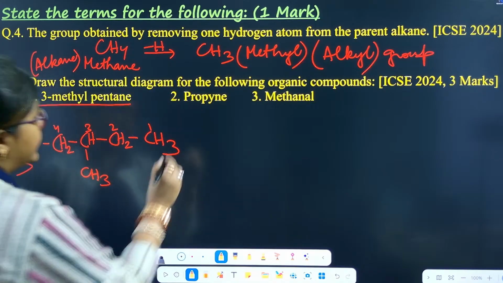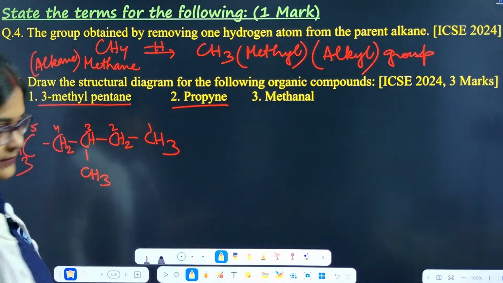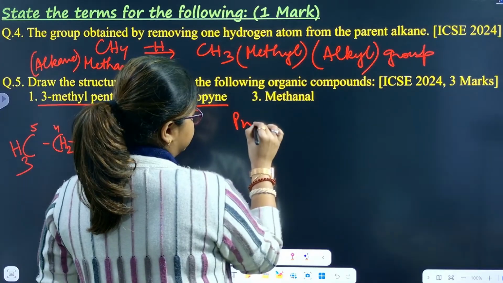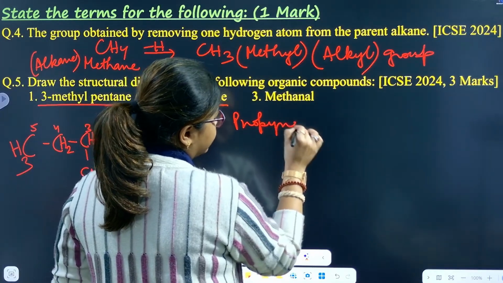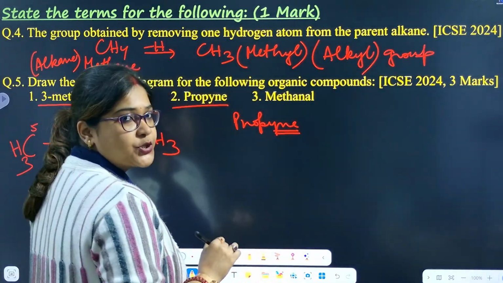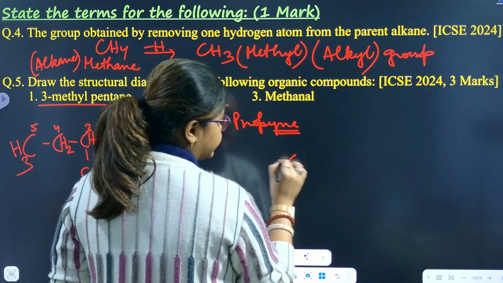Clear? Next is propyne. Propyne matlab alkyne. That means you will have a triple bond.